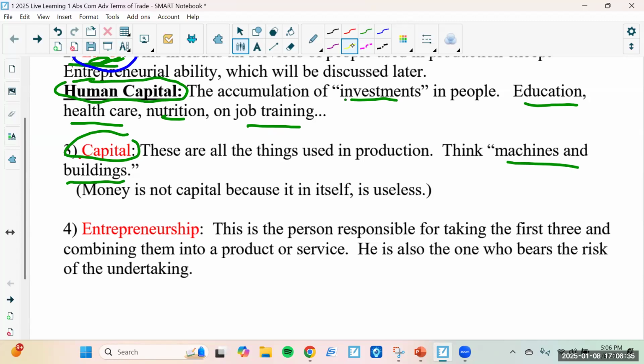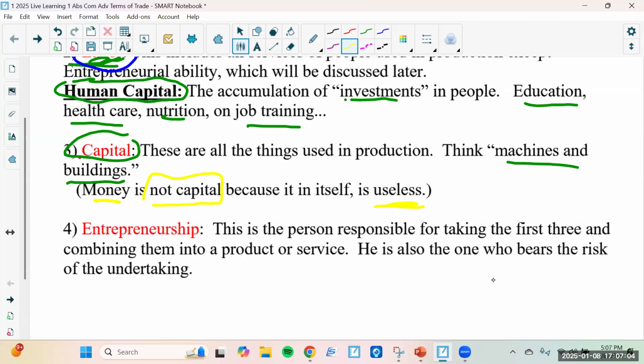One of the big gotchas here is that money is not capital. Money is not capital because money in itself is useless. Okay, money is useless. You can burn it for heat for a very short period of time. Money is used to buy land. Money is used to buy labor. Money is used to buy capital. Money is used to buy land, labor, and capital.